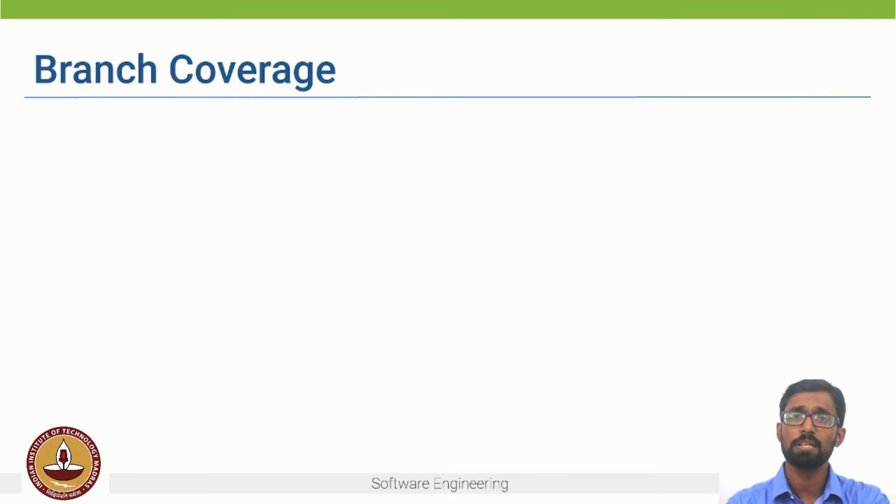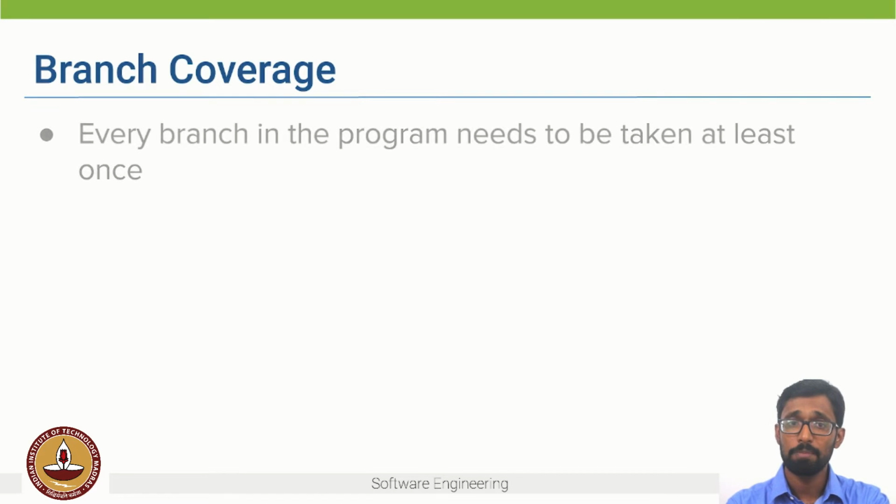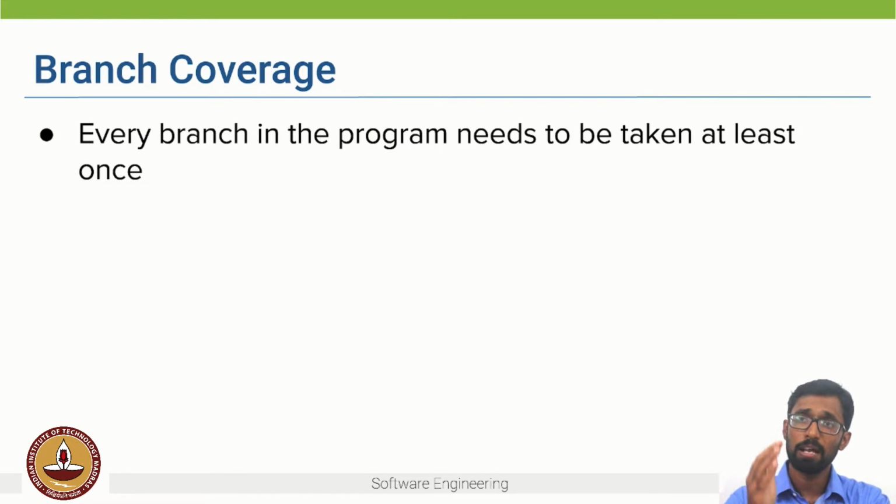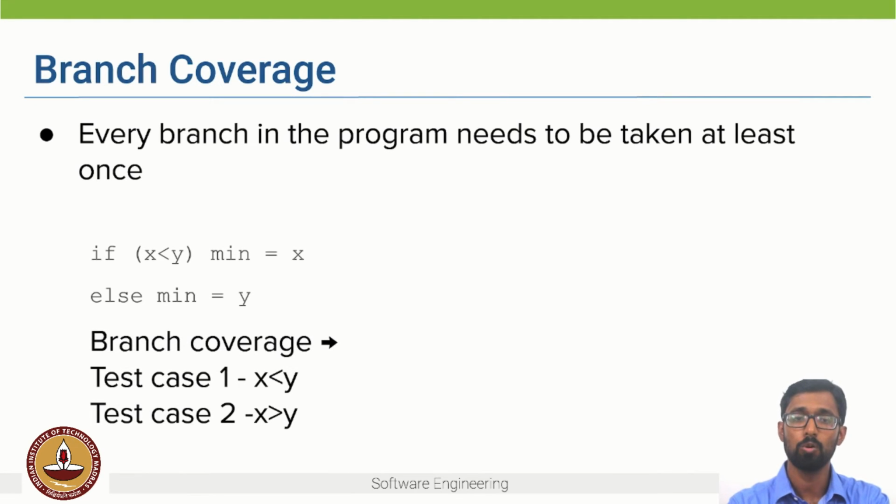So what is branch coverage? As the name suggests, in a program there are several branches which a program can take. If we have a conditional, a while loop or a for loop, there are different conditions, different paths, or different branches which it can take. So we check that every branch in the program is accessed at least once. And this can be done by making each of the branch conditions true or false.